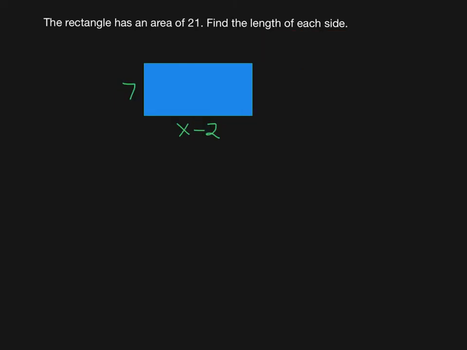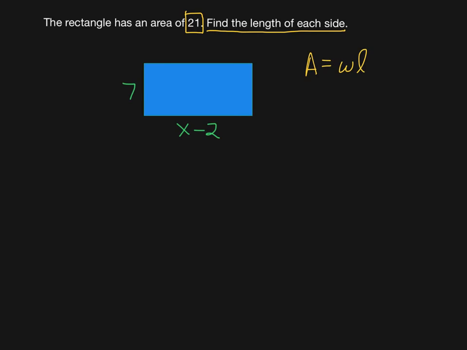Alright, in our next problem, we have a rectangle that has an area of 21. So instead of knowing the perimeter this time, we know the area, and once again, we want to find the length of each side. Now, we already know one of the sides is 7, and the length is x minus 2. Now, since we know that the area is 21, that's going to help us figure out how our equation should look. Now, I know that the area of a rectangle equals the width times the length.